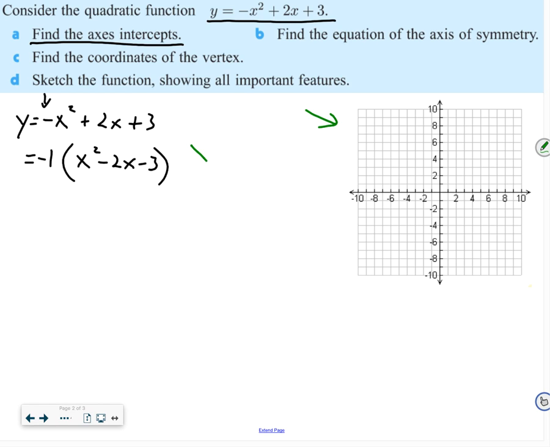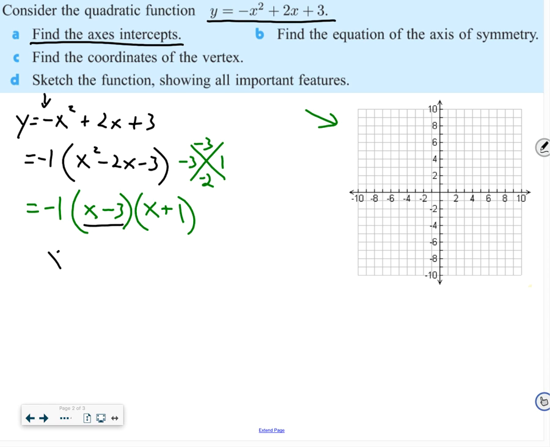Thinking of my factors, I want things that multiply to negative 3 and add to negative 2. So I'm going to get a negative 3 and a positive 1. They multiply to negative 3 and add to negative 2. Therefore my factorization is going to look like this: negative 1 times x minus 3 times x plus 1.